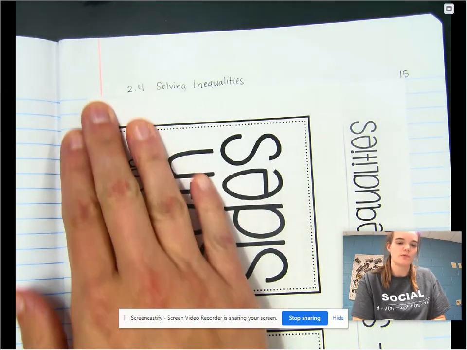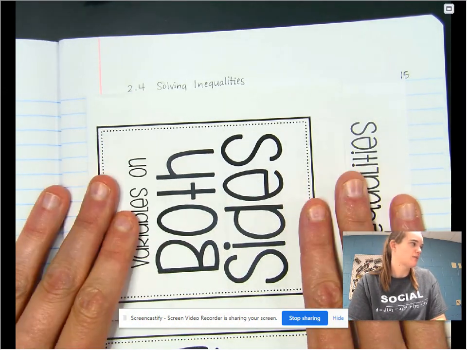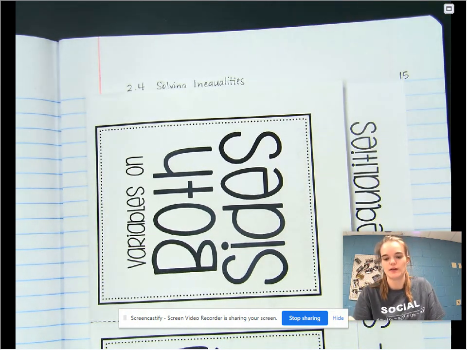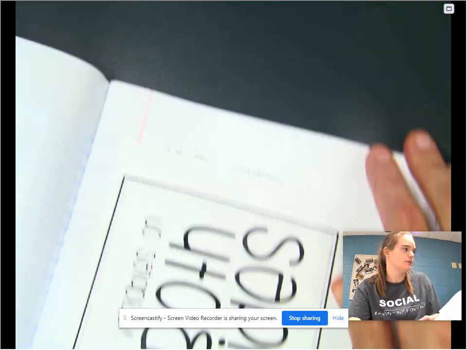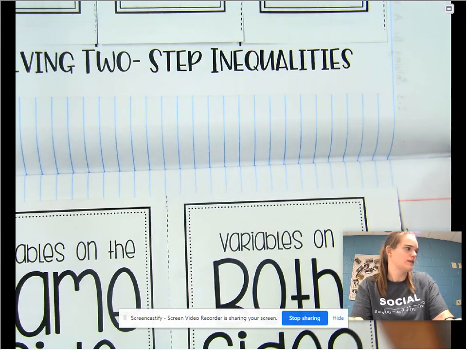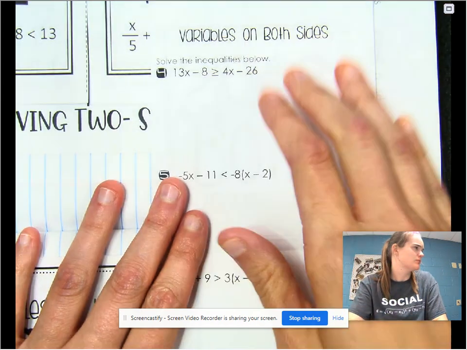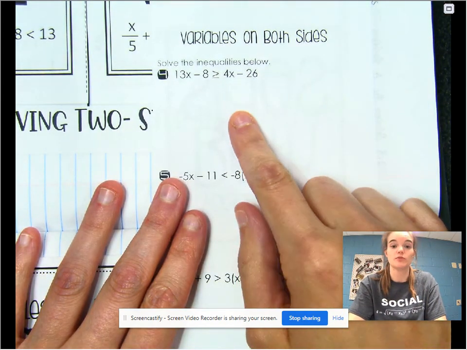Okay, so today I told you we were going to finish this foldable, so I've got this one in my notebook. I'm going to finish the variables on both sides part, and then I'm going to go over the steps. So I'm going to go ahead and flip this around, get this ready to finish this part up here. So I'm doing the variables on both sides part, so I'm starting with number 4.